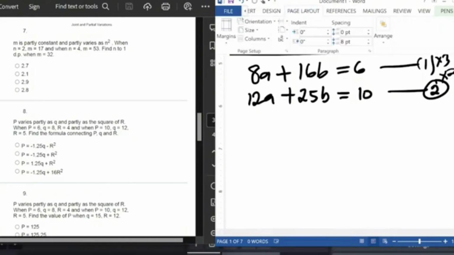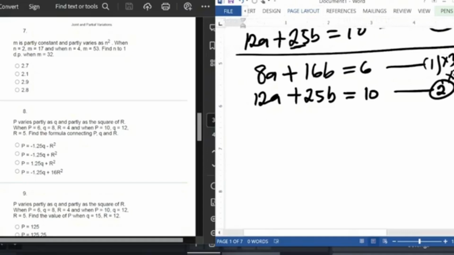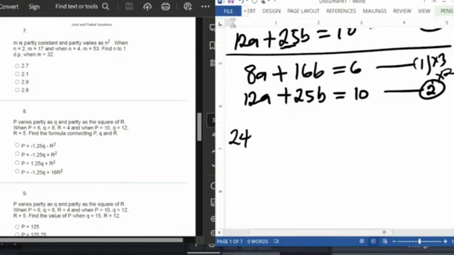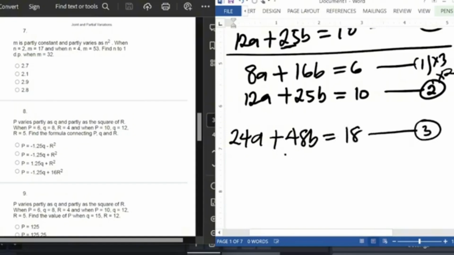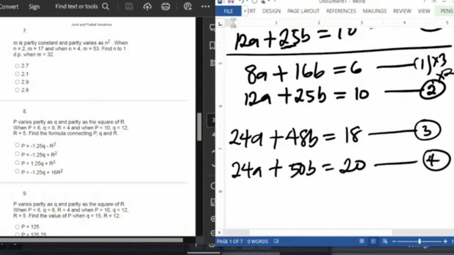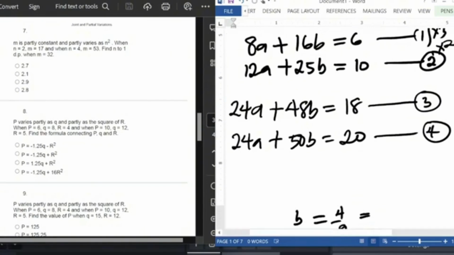So when we multiply this together, 3 times 8 gives us 24a, plus 3 times 16, that's 48b, equals 18. So this gives us equation 3, right? The same thing, 2 multiplied by 12 is 24a, plus 50b equals 20. So we are then going to solve these two simultaneously. It's going to be easier for us to solve now.